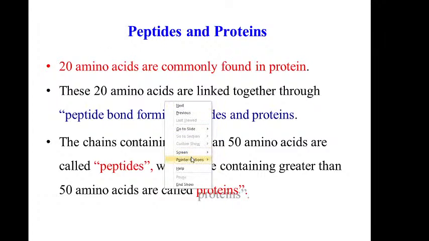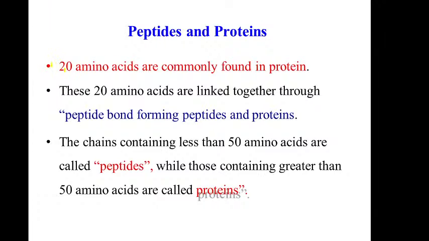So 20 amino acids, they are commonly found in the proteins. The 20 amino acids basically are linked together through the peptide bond forming peptides and proteins. So these amino acids which we have, they will link together and form the peptides and proteins. The chains containing less than 50 amino acids are called peptides. When the chain is greater than 50 amino acids, then it is known as protein. So we have peptides as well as proteins.